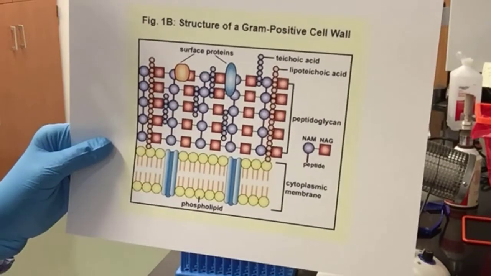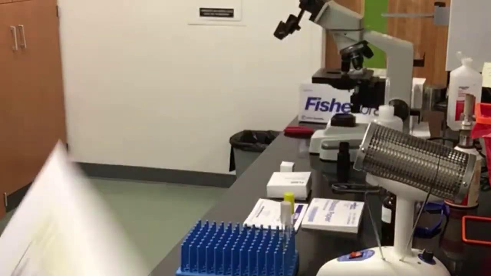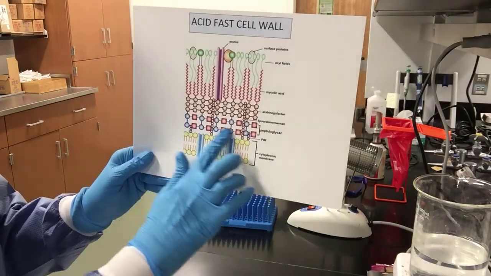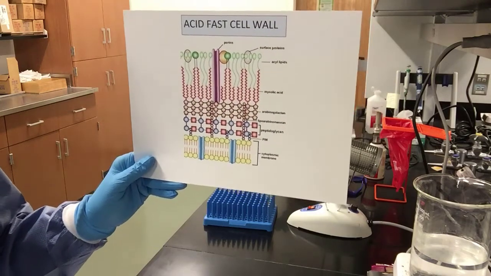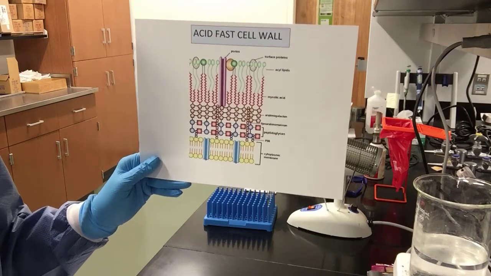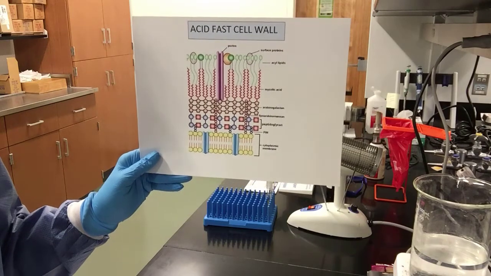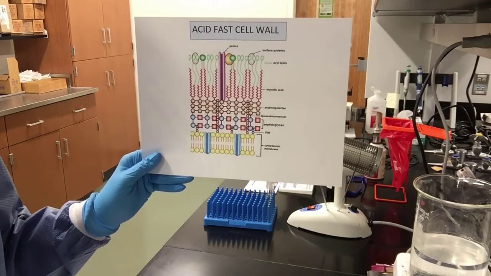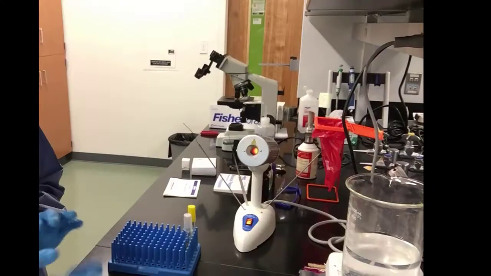If we want to look at the Gram-positive cell wall, there's a thick peptidoglycan, of course the cell membrane underneath, but there's no lipid A, and of course there's no mycolic acids in either the Gram-positive or Gram-negative cell wall. So back to our Acid-Fast cell wall, there's the thin peptidoglycan, and there's the mycolic acid that we will target with our staining procedure today. And again, this mycolic acid is very waxy. It is a lipid, a fatty acid compound. So that's a little bit of an introduction on the Acid-Fast cell wall.